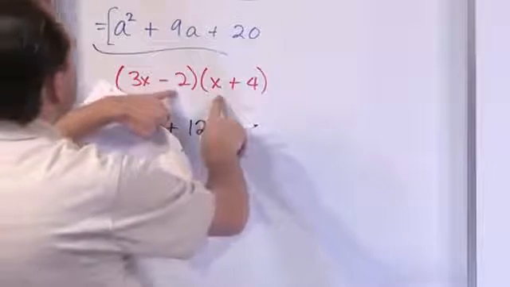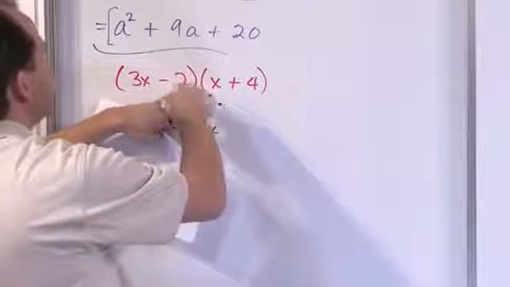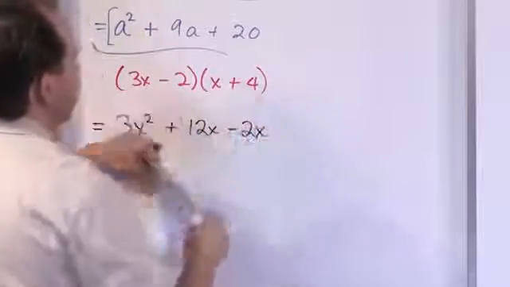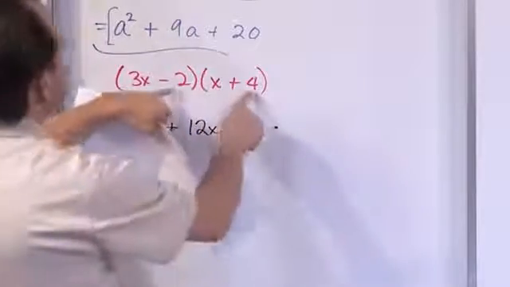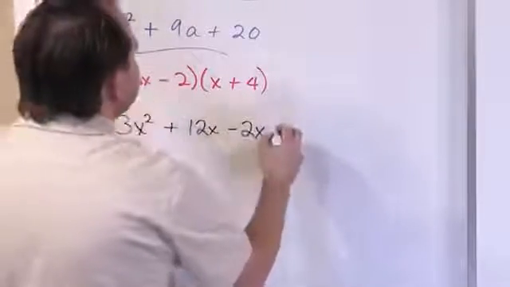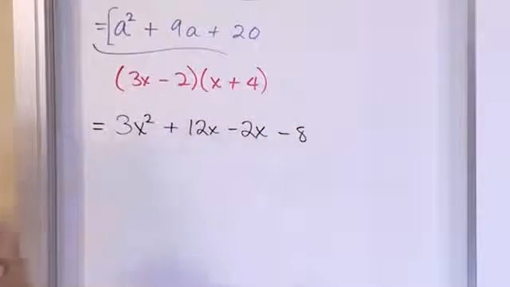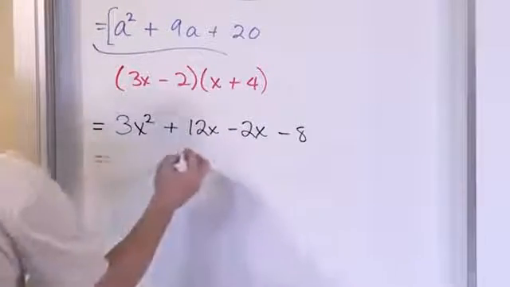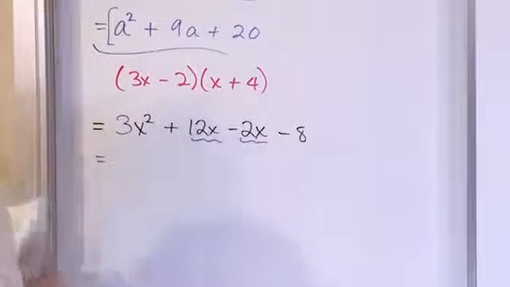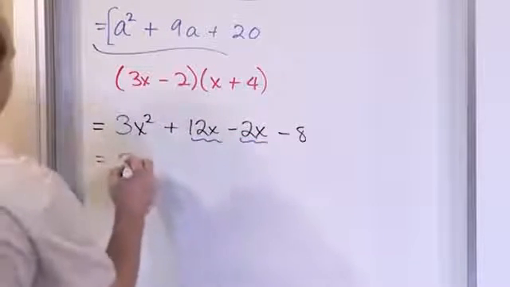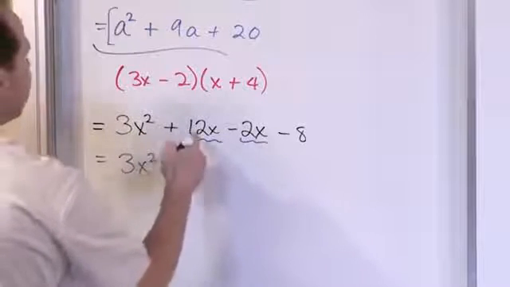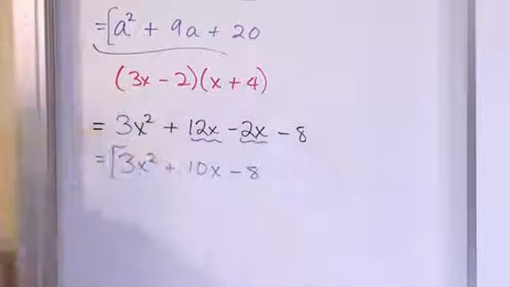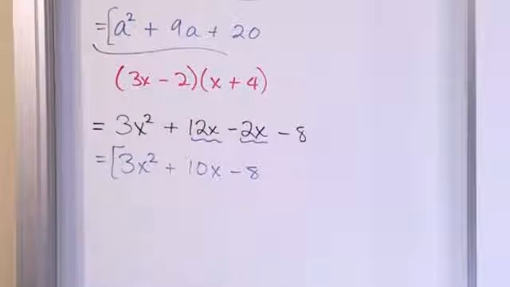Then you look at the inside terms. Now don't forget, this is a negative 2 because you have a negative sign here. So negative 2 times x is going to give you negative 2x. Right? And then you have the last terms, these guys here. Negative 2 times 4 is negative 8. All right, so that is the answer after you do the multiplication. But you're always going to be able to simplify these things because you have a like term and a like term. I have x terms there. So I'm going to have 3x squared plus 12 minus 2 is 10x minus 8. So the answer is 3x squared plus 10x minus 8.